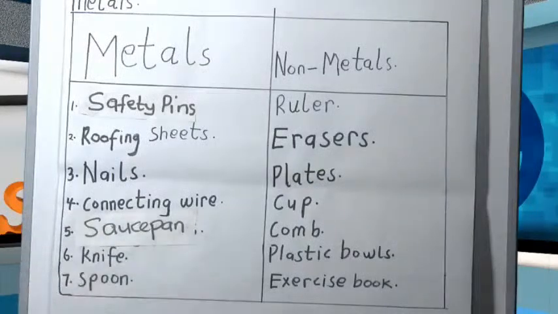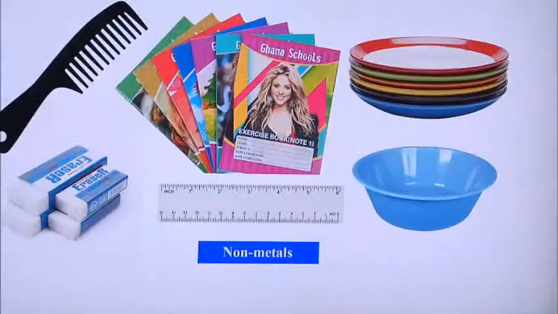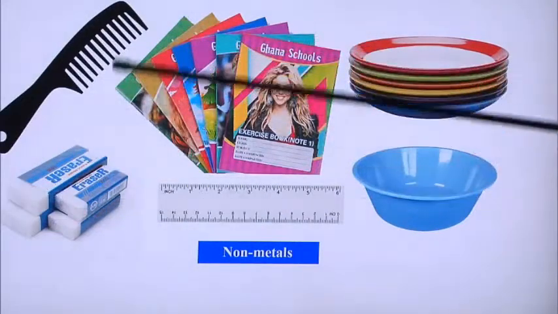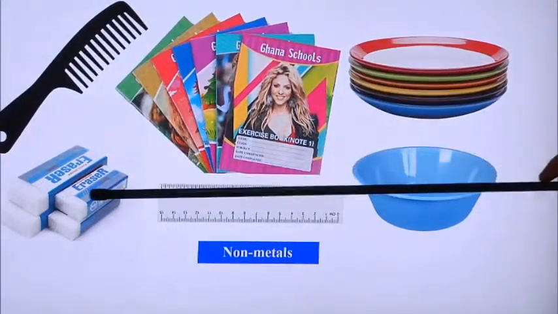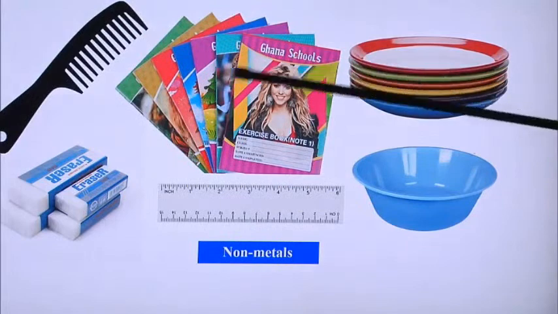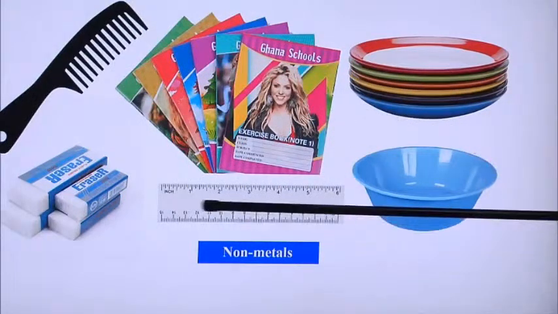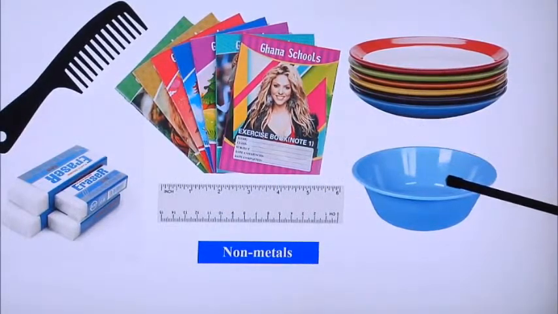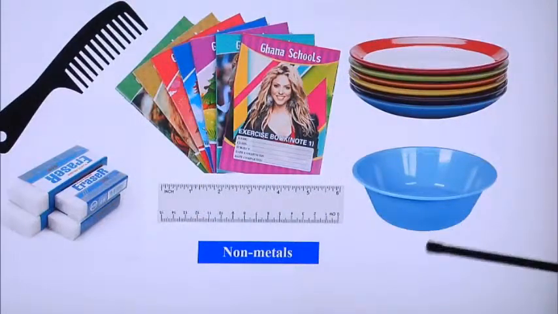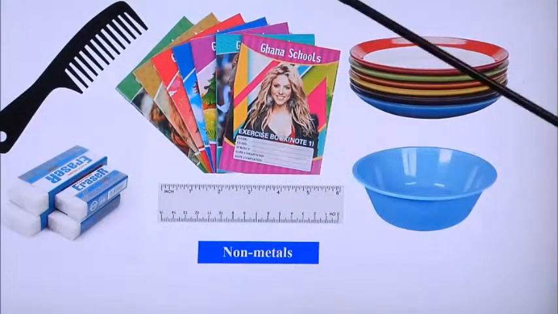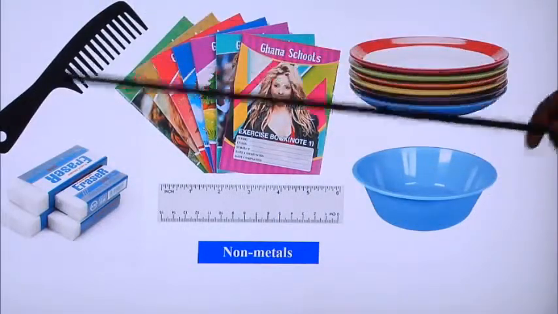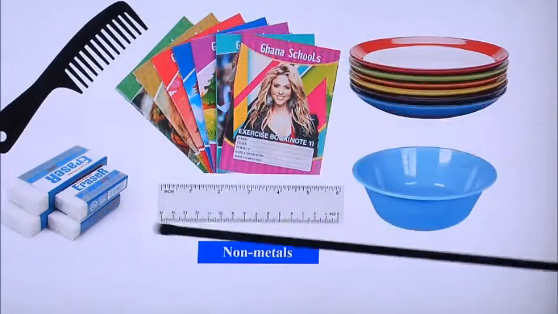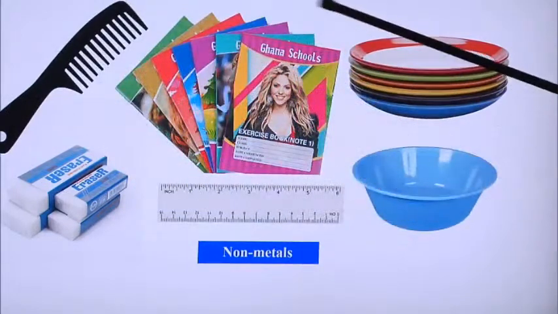First, I showed you the materials around us. We are grouping them. We have done metals. Let's go to the non-metals. Let's have a look at it. This is a comb, erasers, exercise books, ruler, plates, and then bowl. These are non-metals we picked from the materials we showed on the screen. Now these are non-metals. They are what? Non-metals. They are not made from metals.